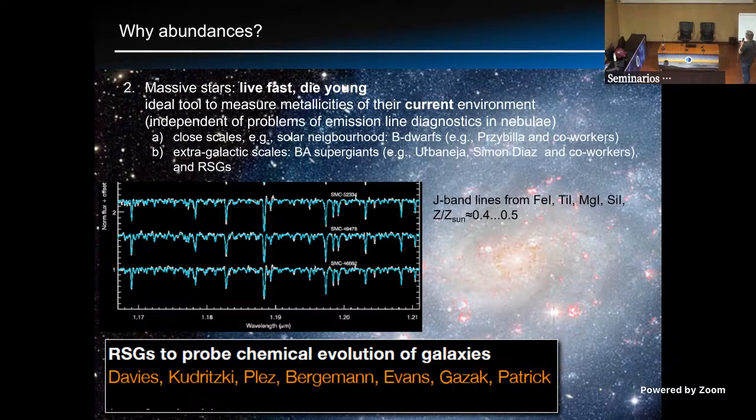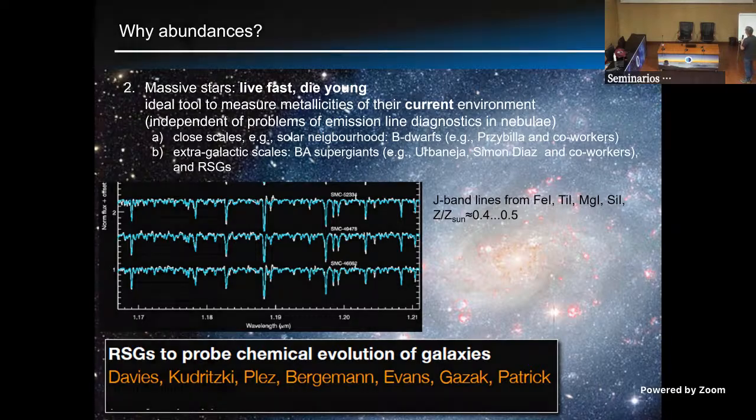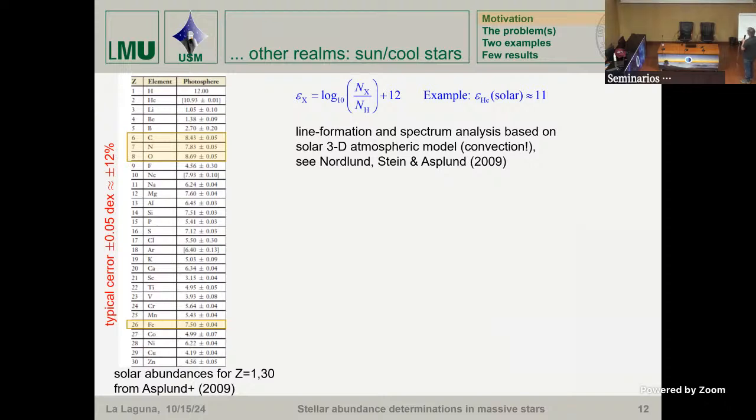Here's an example for a J-band line diagnostics, in blue the theory, and in white the observations. So you can imagine that one can get from this, for instance, the abundances of iron, titanium, and so on. Good, but we will not concentrate on this. We will concentrate on the CNO diagnostics to check our evolutionary models.